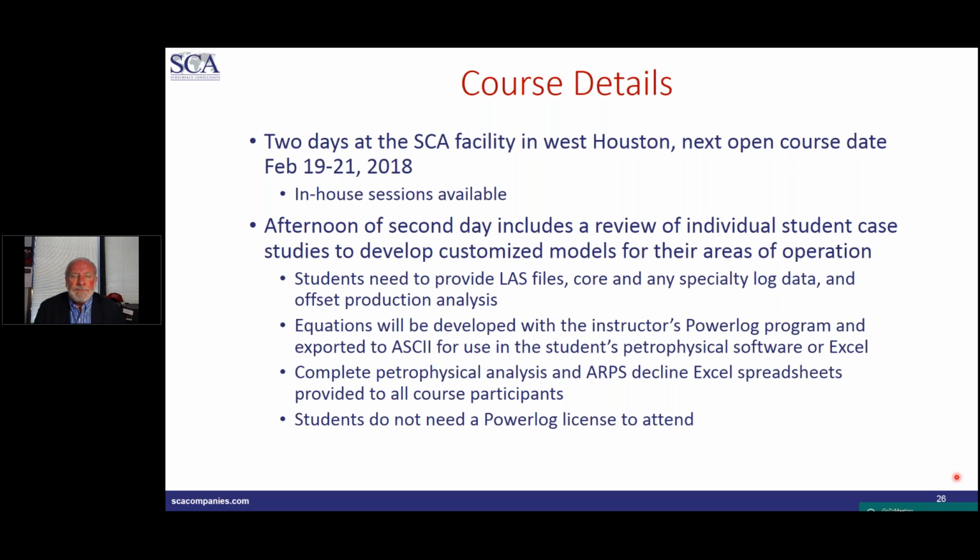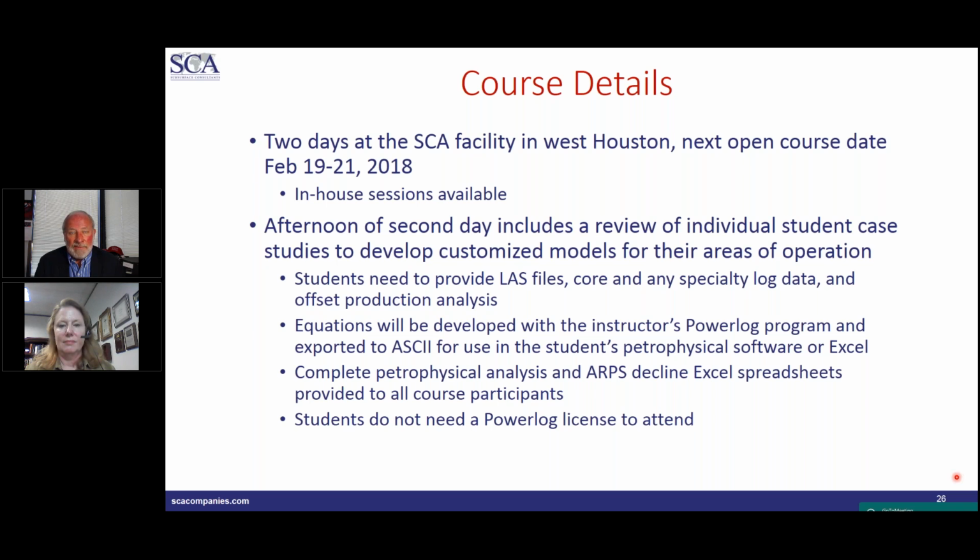One thing about the course is the second day in the afternoon, we've got a little bit of time to cover individual cases. We encourage students to bring their own LAS files, core data, specialty log data, ECS, XRD, and offset production analysis, and just the production. We can do the analysis in the course. We'll develop equations in the course, basically through my power log model. We don't have to have a power log model on your computer to do it. We'll generate equations for the course, develop a workflow for your area, and then something you can take back. So it's kind of a good technology transfer method.